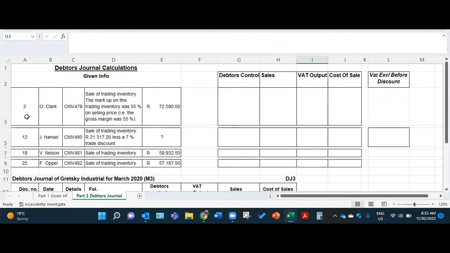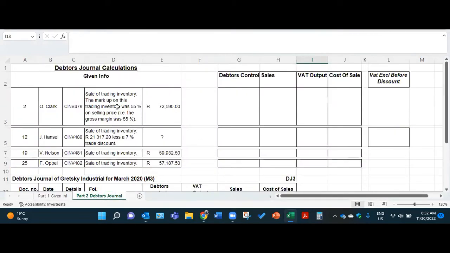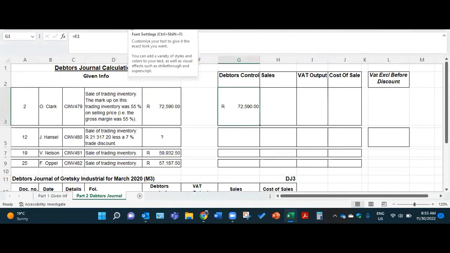So the first thing that we see here is that on the 2nd, O'Clock, he bought trading inventory from us. And now here we see something different. We know that the normal markup policy, if we go back here, you will see, is 55% on cost. But now here they tell us that in his case, the markup was 55% on selling price. In other words, the gross margin was 55%. And then they give us the value of the stock that he bought inclusive of that. Now, so that entire amount there will be what we will record under our debtor's control.